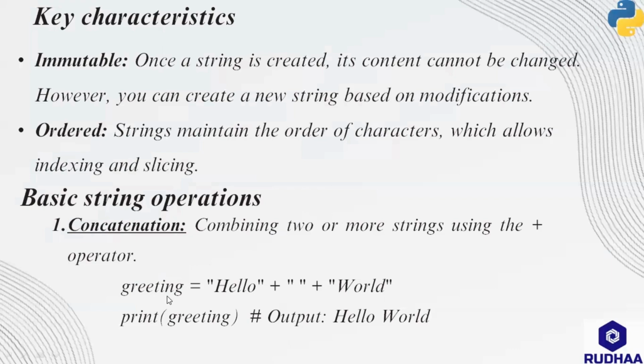For example, in greeting you have hello plus a space plus world, which means hello and world are combined with a space left in between. So the output will be hello world. We are adding the space between the strings hello and world. If you want to combine two or more strings, you can use the plus operator.